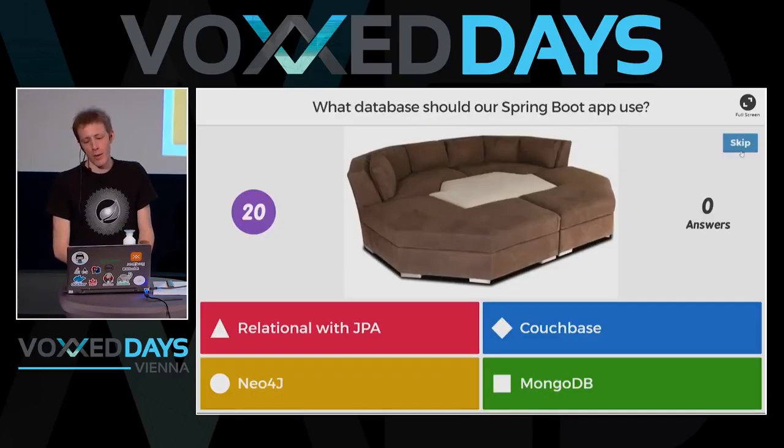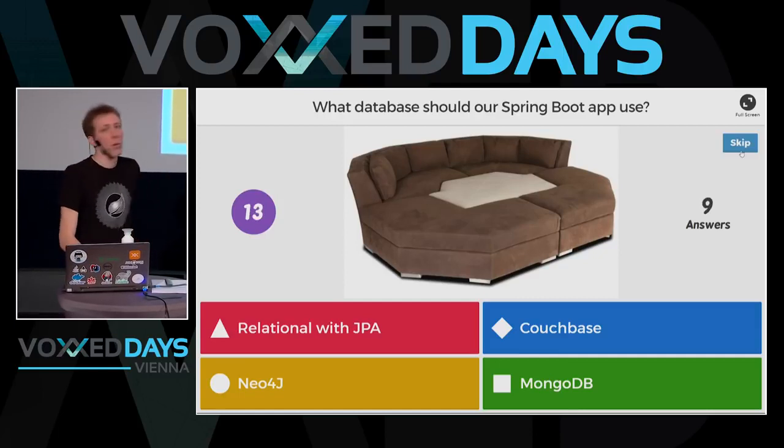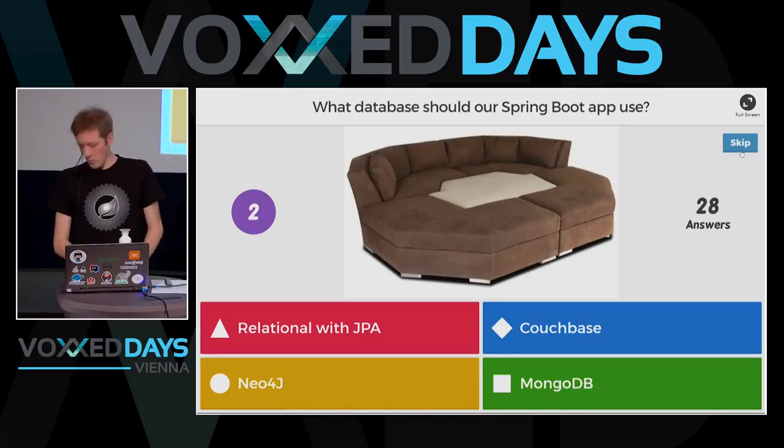So what database should our Spring Boot application use? Relational with JPA, the old school way, Couchbase, Neo4j, MongoDB. Don't look at the picture because I just selected one randomly. Not trying to influence any votes or something.